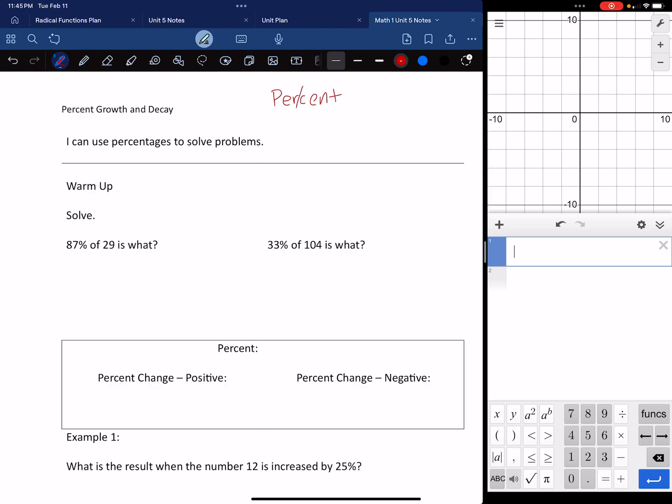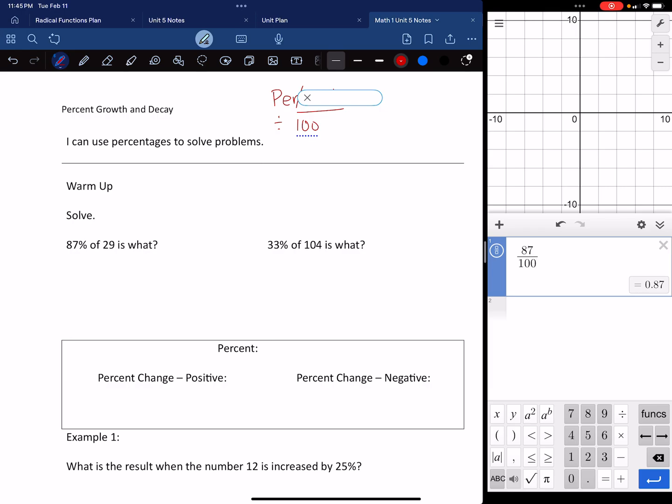it's basically two words, right? When we say per, that's like saying division, and the cent just means 100. So another way to think about this is if you see the symbol percent, just divide it by 100. So 87 divided by 100, 87 percent written as a decimal is going to be 0.87.